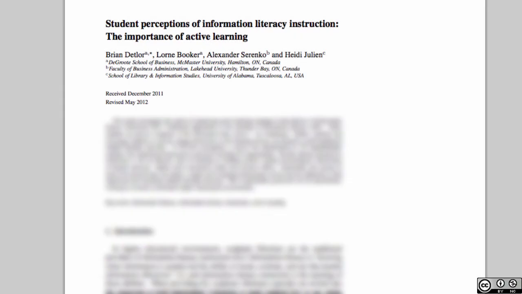Let's take a look at an example. This is a scholarly journal article about the importance of active learning and information literacy instruction. In this example, the purpose is clearly stated in the last paragraph of the introduction. At this point, you would ask yourself, does the purpose of this source match my topic or the purpose of my assignment? If the answer is yes, you should proceed with reading the rest of the article. If the answer is no, you may want to look for additional sources.